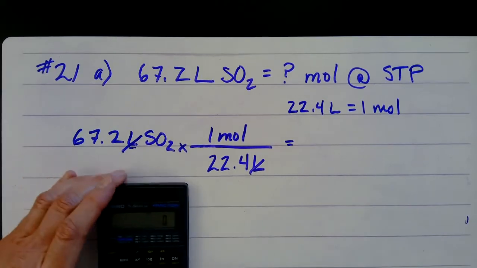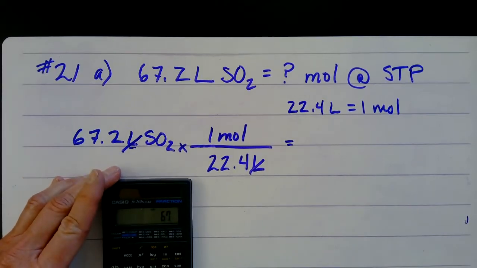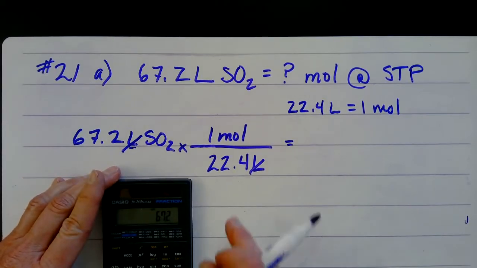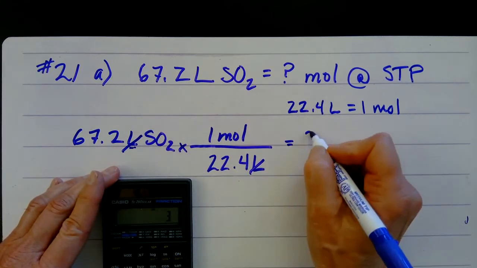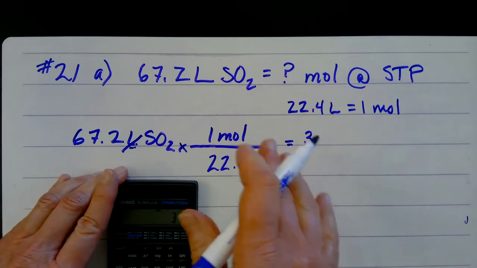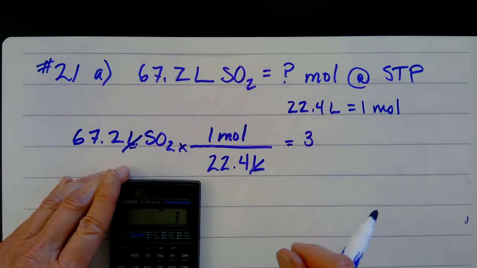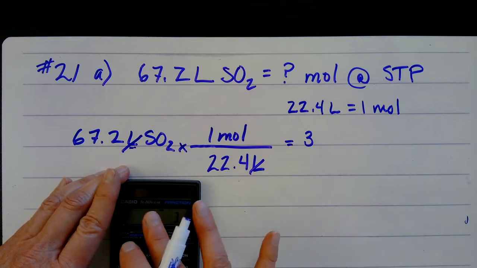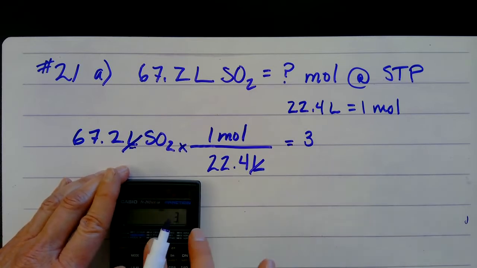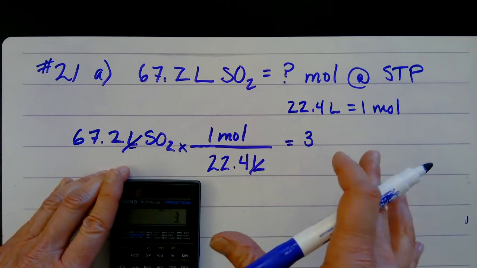Again, with our calculator, 67.2. We're going to now divide that by 22.4. And we get a value of 3. So this is a little bit different for our significant figures work because the calculator answer has actually fewer sig figs than what we need in our solution.